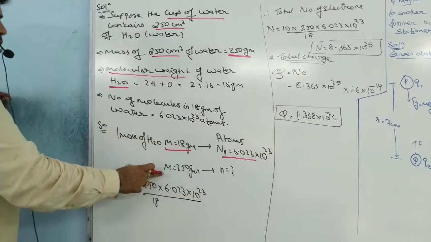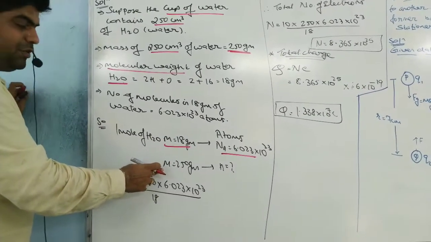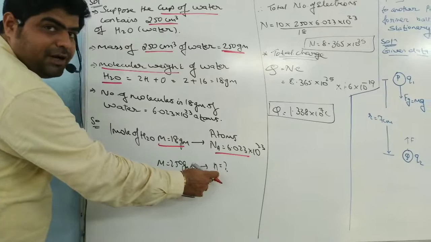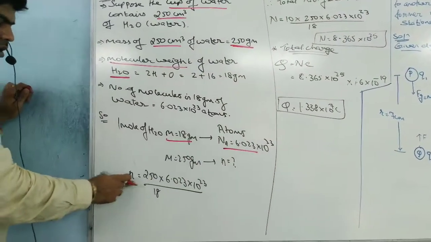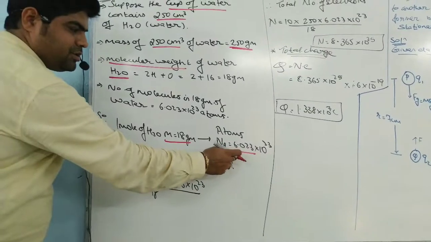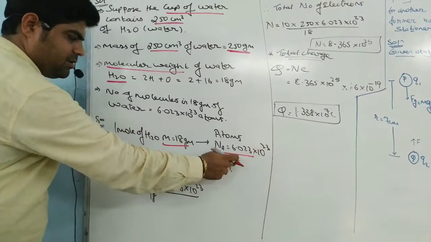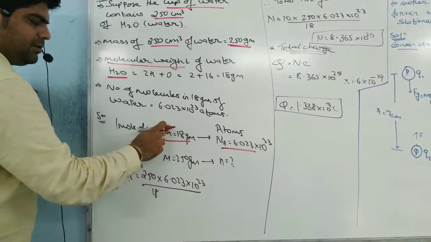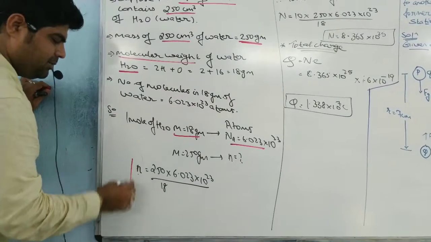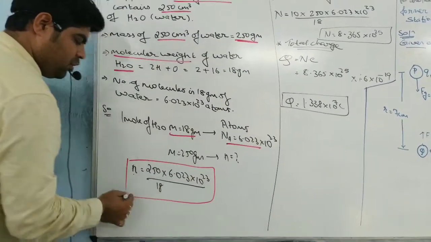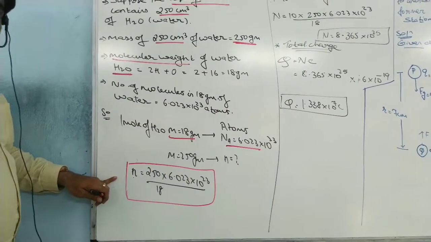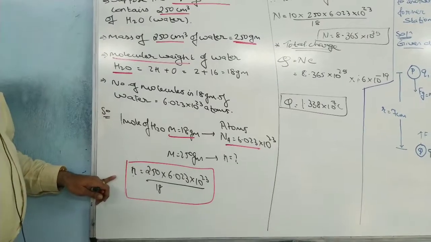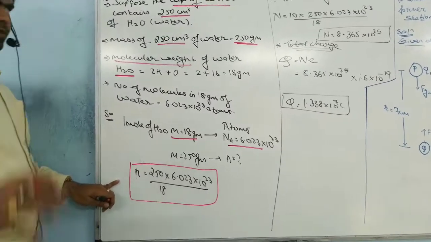So in a cup of water of 250 grams, how many molecules would be available? Let's cross multiply. 250 into 6.023 into 10 raised to 23 upon 18. This is the number of molecules available in 250 grams of water.